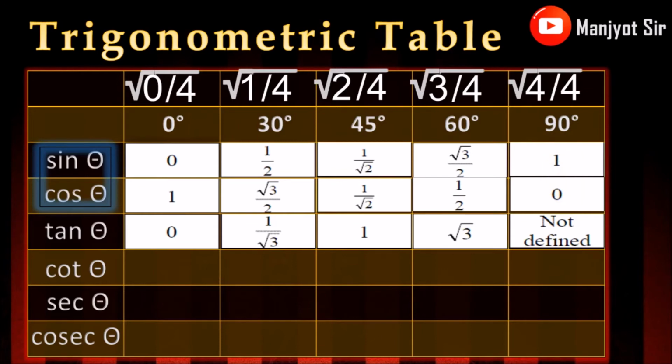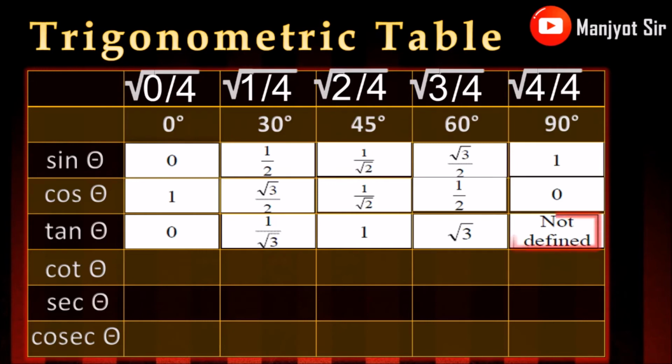I guess everyone is clear with all values of tan. So the trigonometric table till here everyone is clear. We have calculated all 5 values for sine, cos and tan. Now for cot we'll do the same thing. We'll just twist all values of tan.